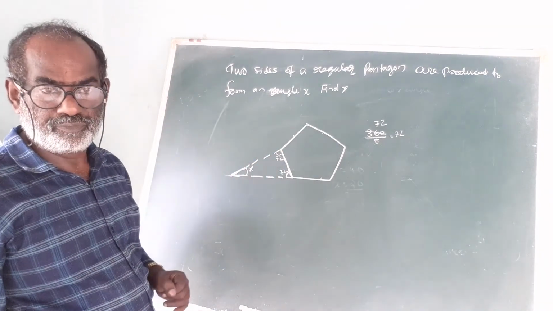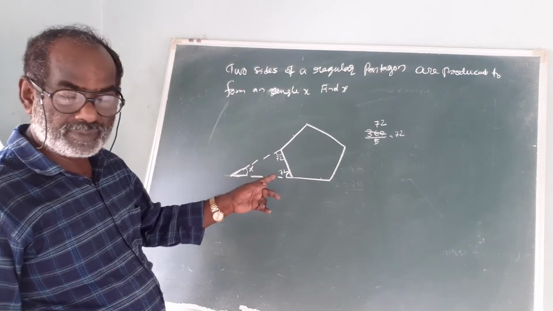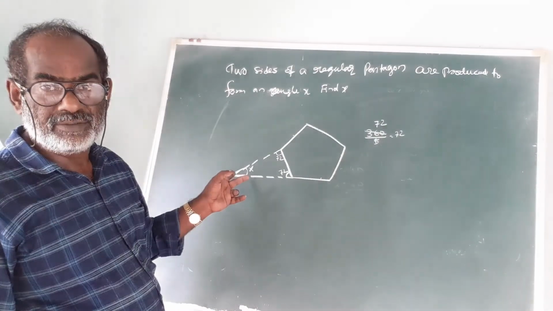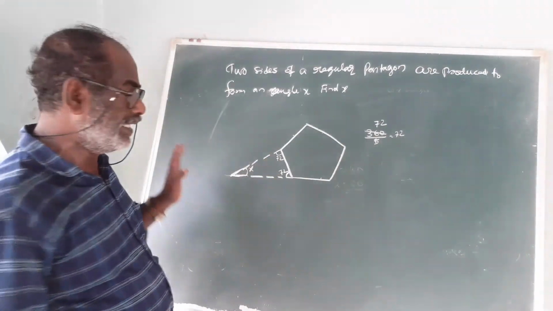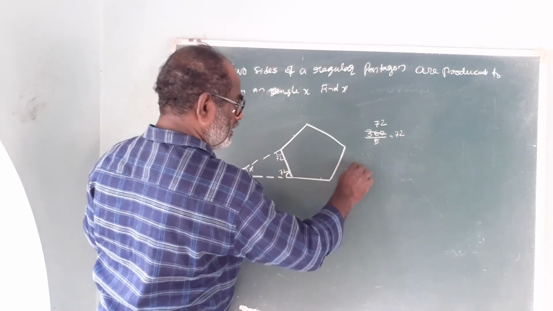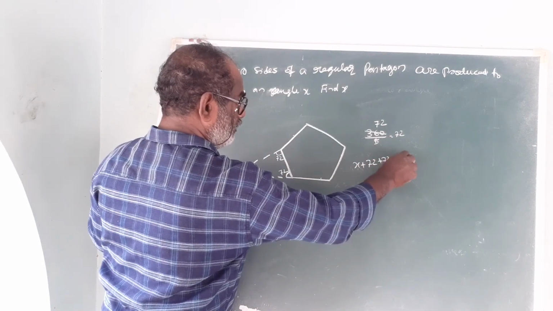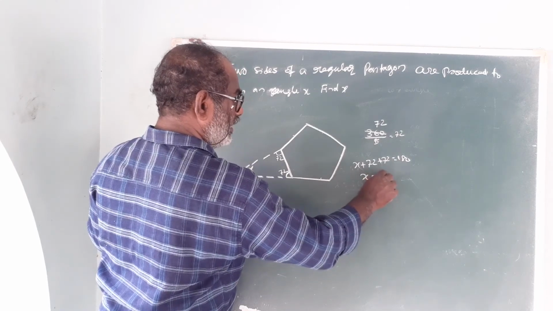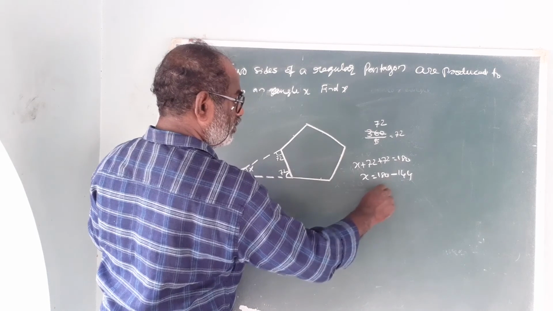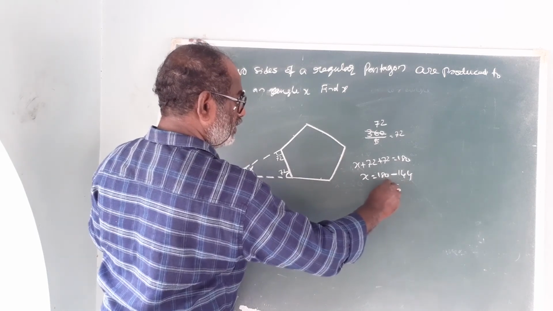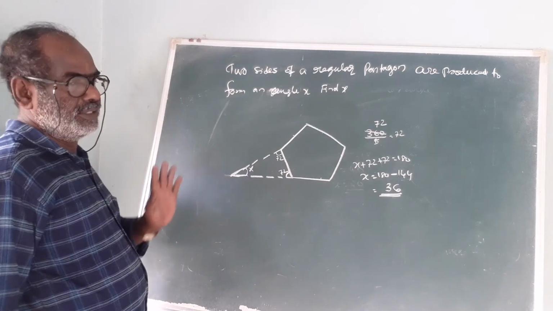Then what is this? This is a triangle. In the first lesson we explained that in a triangle the sum of the interior angles is equal to 180. So what are the interior angles? x plus 72 plus 72 is equal to 180. x is equal to 180 minus 72 minus 72, which is 180 minus 144. x is equal to 36.